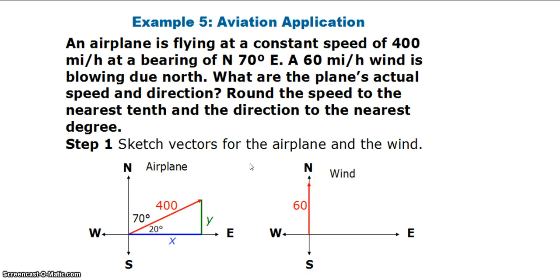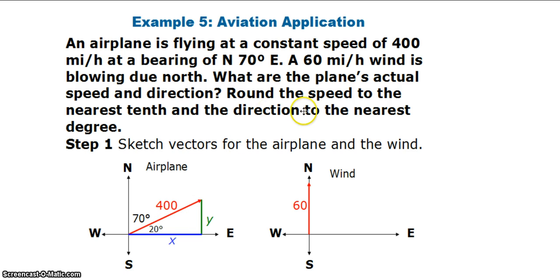So let's look at this aviation application, and then you can try one for a kayak. An airplane is flying at a constant speed of 400 miles an hour. Remember that velocity can be written as a vector, at a bearing of north 70 degrees east. So taking north, we're going 70 degrees east from north, which gives us 20 degrees if we weren't using a compass bearing.